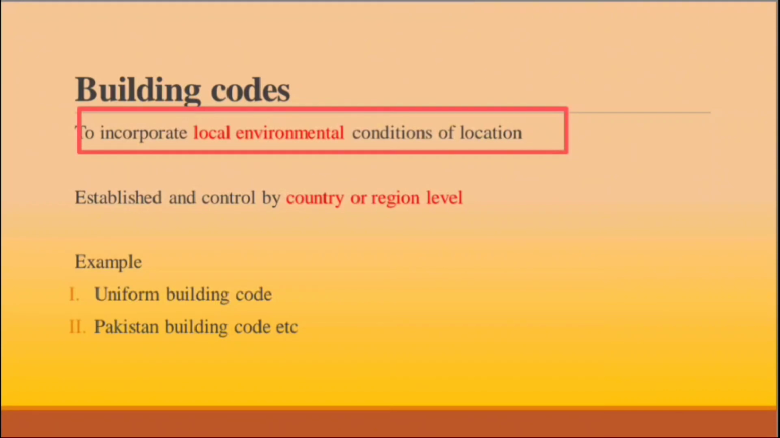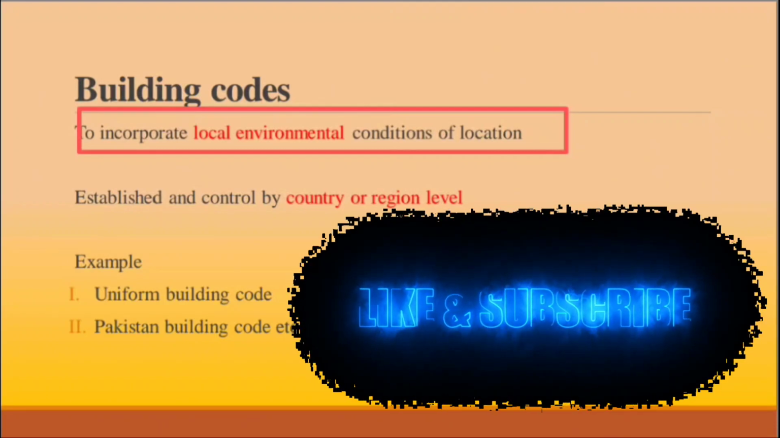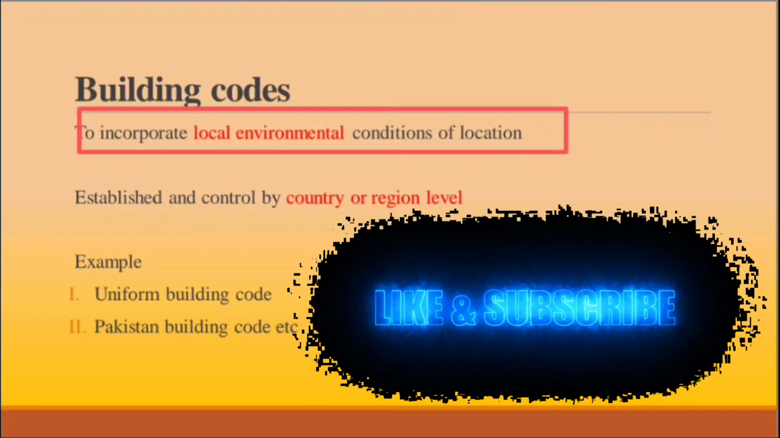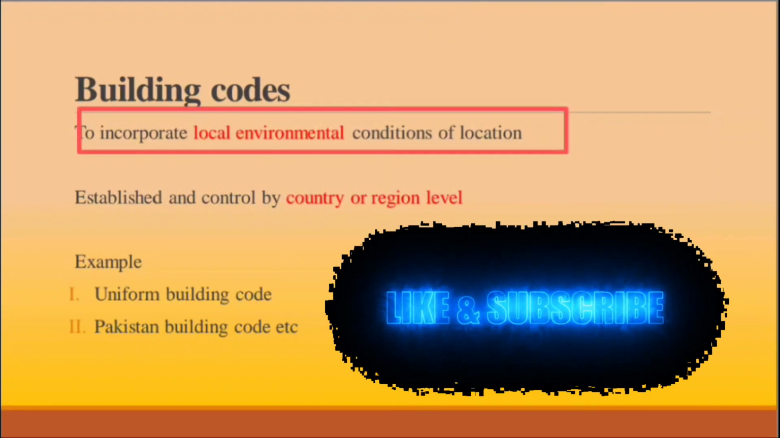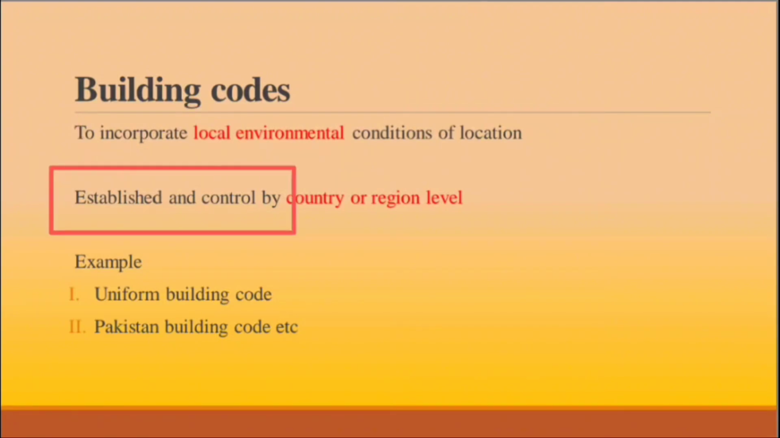For example, the strata, hard rock, and different strata change, and the seismic condition, region, and zones change. So we incorporate these local environmental conditions by using the building code while designing any structure. It is established by the local location, country or region.